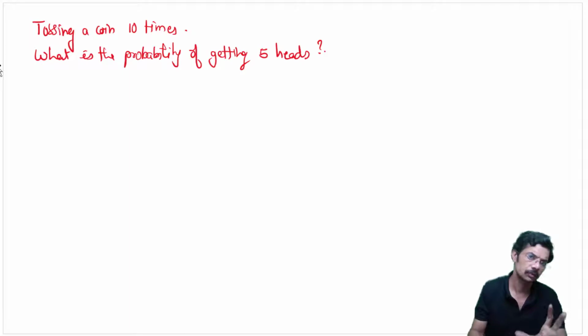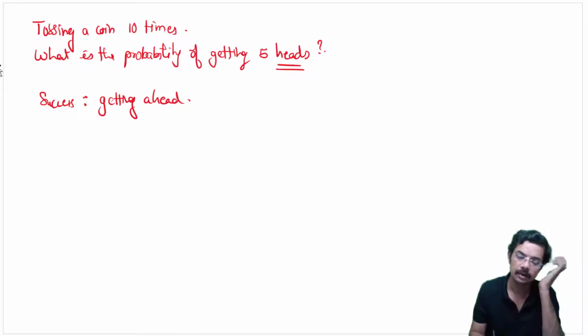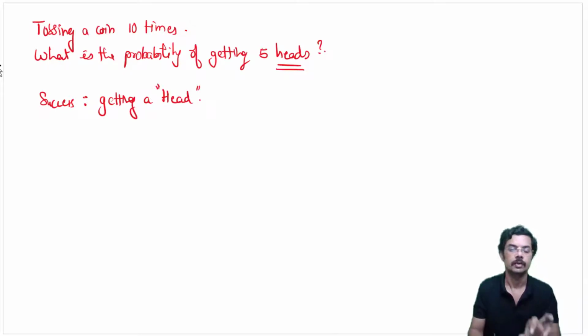Okay, in this case, what can we do? See, for each trial, we can have a head or a tail. So the probability of success, say for example, getting a head is success. So here, getting a head is called a success. Success means getting a head.